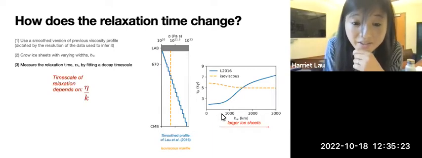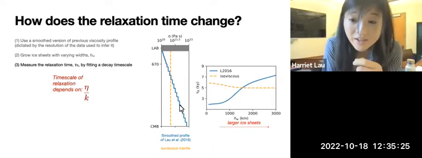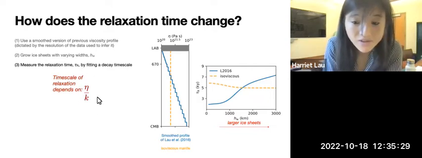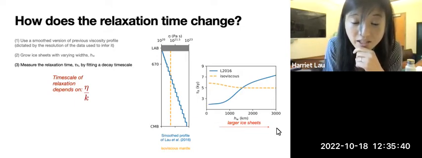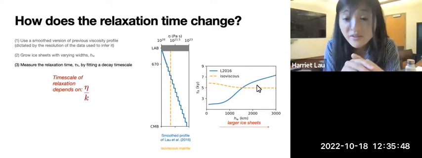So as expected, if the time scale is dictated by the viscosity, eta, over the spring constant K, if viscosity increases with depth, then larger ice sheets will have longer relaxation timescales. And here that's this trend. So larger ice sheets on the x-axis and the timescale on the y, and we see that increase, right? The isoviscous relaxation times are basically invariant.